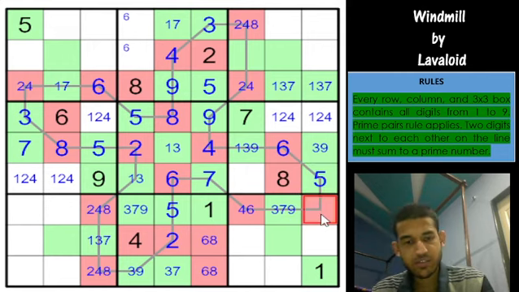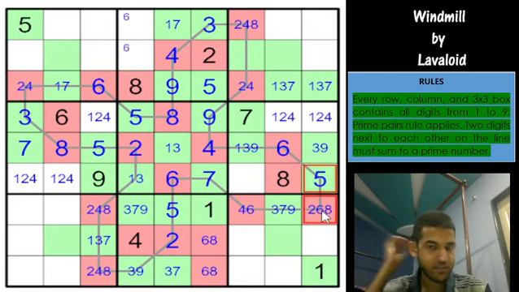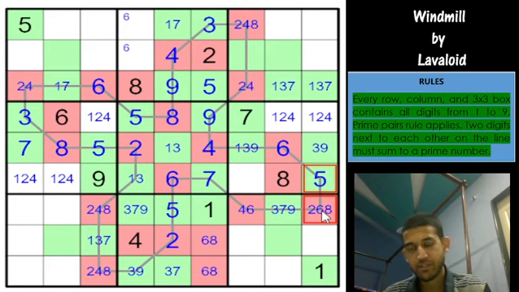Okay, let's look at this. This is 2, 4, 6, 8. Cannot be 5 plus 4. So that's 2, 6, 8. Can it be 6? Can it be 8? Can it be 2? Yes, all are possible. Because 5 with all of those digits are giving us prime possibilities.